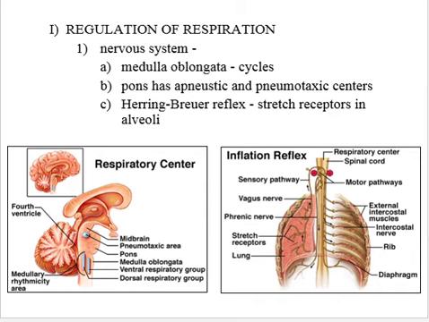Yes? By cycles, do you mean like during your sleep cycle? No, not related to sleep cycles. A different cycle. It's just cycling all the time. You don't have to think about respiration right now, right? Inhalation, exhalation. Inhalation, exhalation.